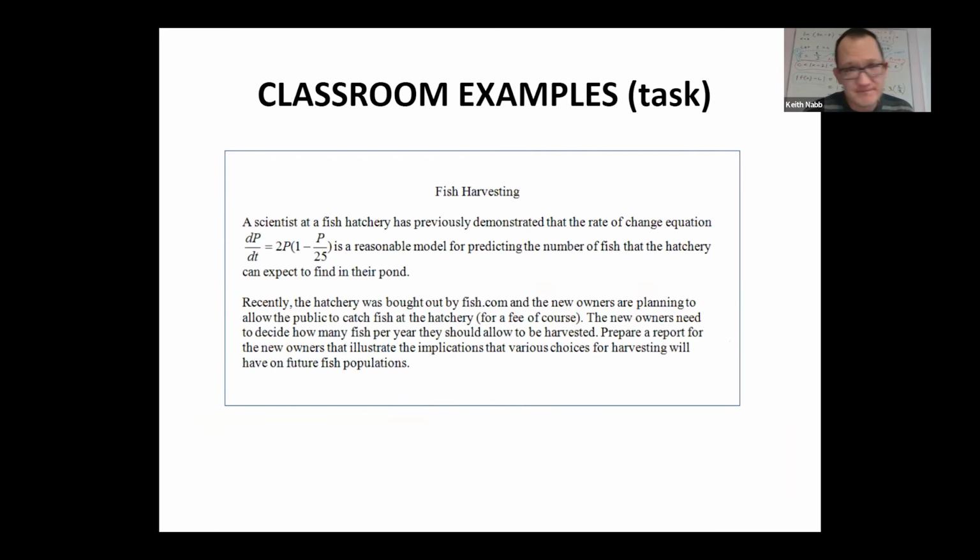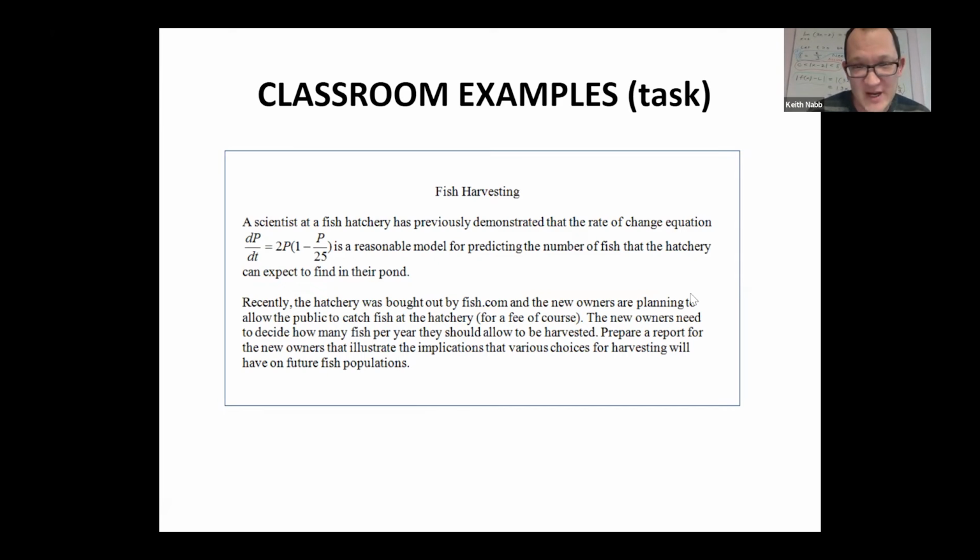So I'll show you another one. This one here is probably the one closest to my heart. I see tasks like this, very similar, in other DiffyQ books. This is the fish harvesting task, where they give you a differential equation describing the number of fish. And this you could almost turn into a project, right?